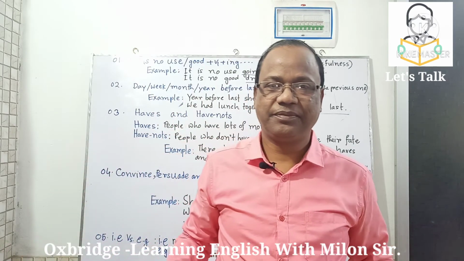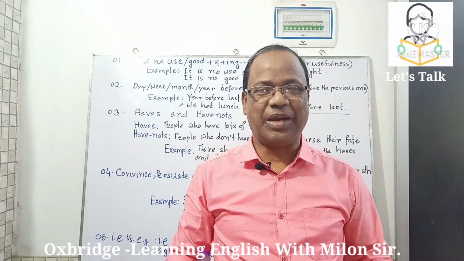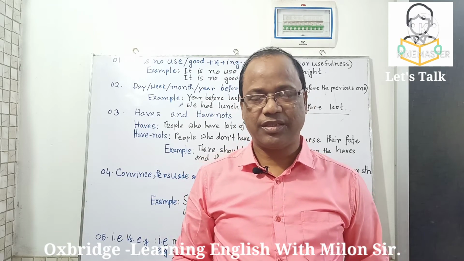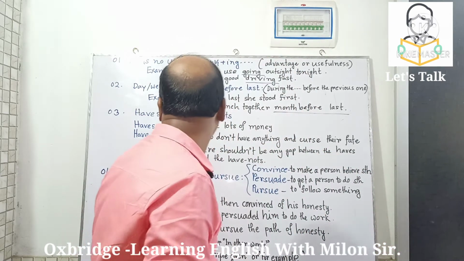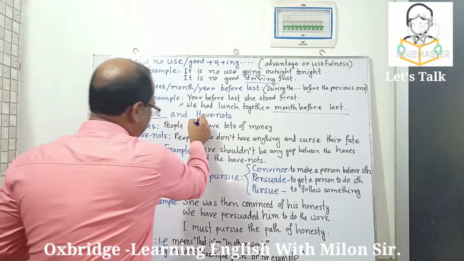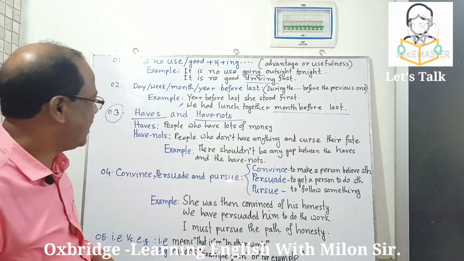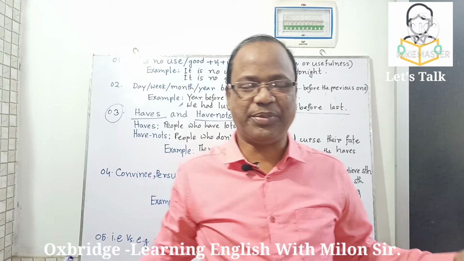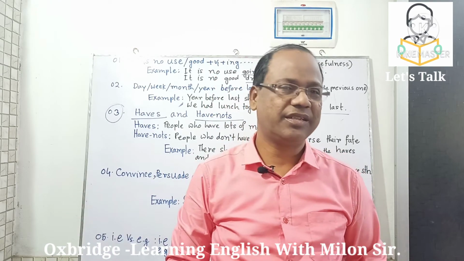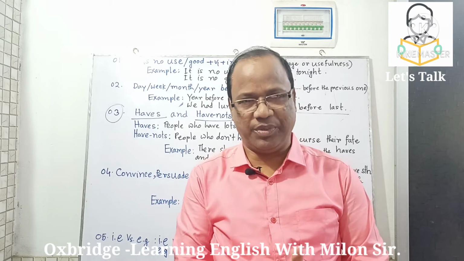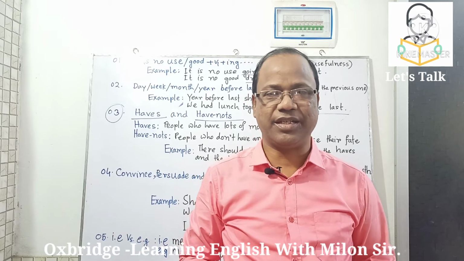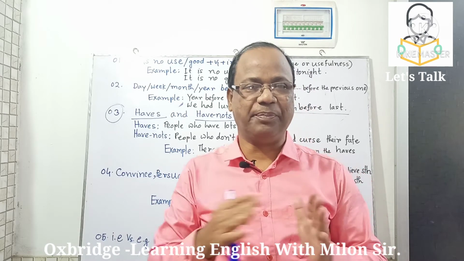Dear viewers, our third term today to share with you, have a look on the board, the third one, the beautiful one: the haves and the have-nots. Dear viewers, this phrase means two kinds of people, two sections of people of our society. Our society is divided into two types, the rich and the poor.